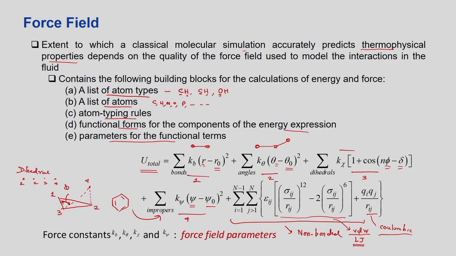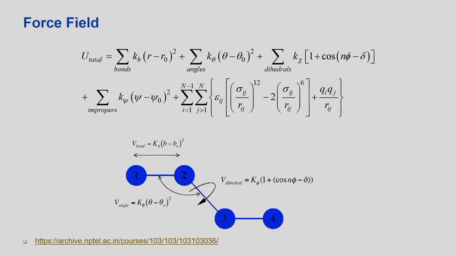Now you see we have got all the functional forms: 1, 2, 3, 4 are bonded, and the 5th and 6th are the non-bonded terms, which are the LJ term, that is the van der Waals term, plus the Coulombic term. Okay. This diagram is also available in one of my previous NPTEL courses, so I am taking it from there.